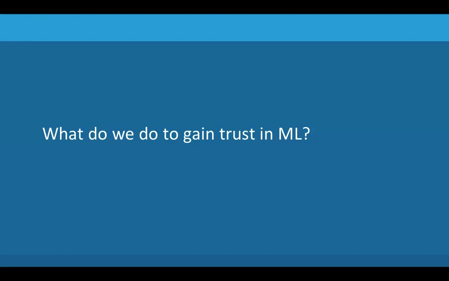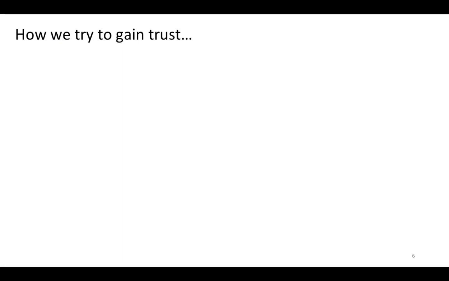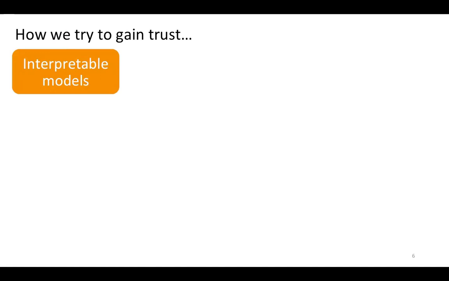Now the question is, how do we gain trust in ML? Before we go into a full-fledged formalization, can we develop some paradigms which can help us in understanding or gaining trust in any machine learning model? So the question is, how do we gain trust? First is if the model itself is interpretable. An example could be like this.